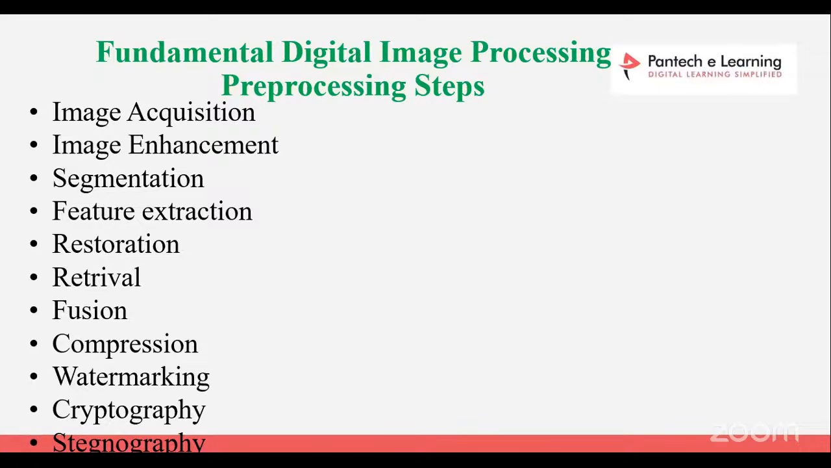First, image acquisition is nothing but we need to give the input image. This comes under image acquisition, image enhancement, segmentation, feature extraction, restoration, retrieval, fusion, compression, watermarking, cryptography, and steganography. These are all fundamentals of image processing. Sometimes they call them fundamentals, sometimes they call them techniques of image processing. If you have a notebook, note it down: image acquisition, image enhancement, segmentation, feature extraction, restoration, retrieval, fusion, compression, watermarking, cryptography, and steganography. These are all fundamentals or techniques of image processing types.